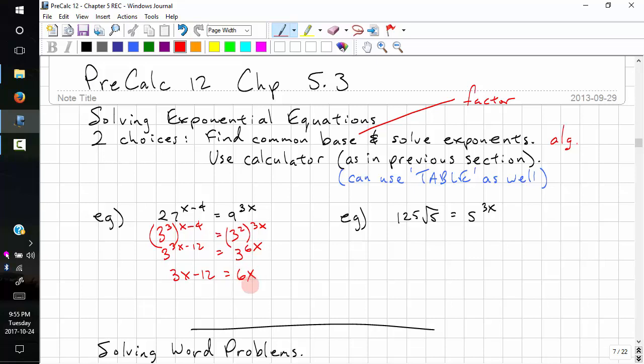Let's move the x's over to this side to keep everything positive. So negative 12 equals 3x, and x equals negative 4.